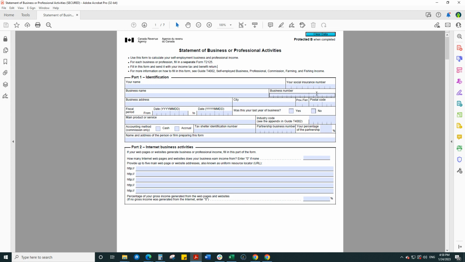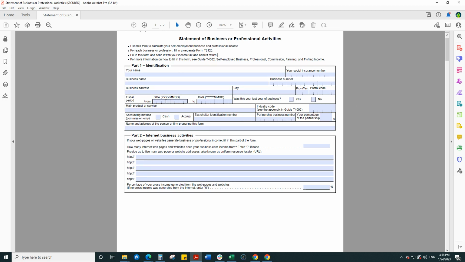If you've got a separate business number, for example, a GST number, you put that there, and you're going to put your business address, which many times might be your home address. But if you work out of a separate location, you would put your business address, and then you're going to go with fiscal period, which would be the calendar year, 9 times out of 10. So it's going to be the calendar year, and you're going to indicate whether this was your last year of business, and you're going to put your main product or service.